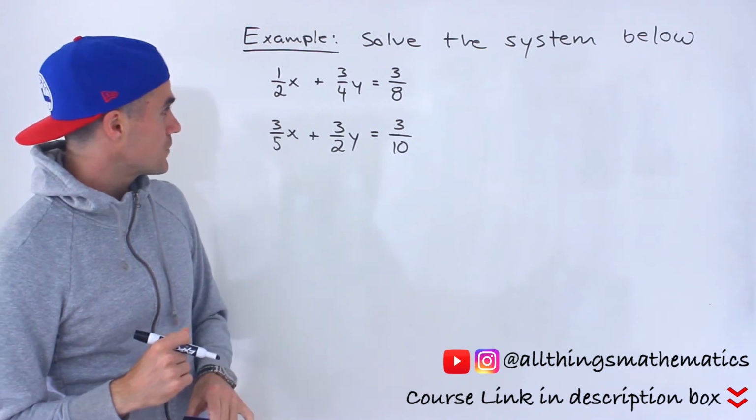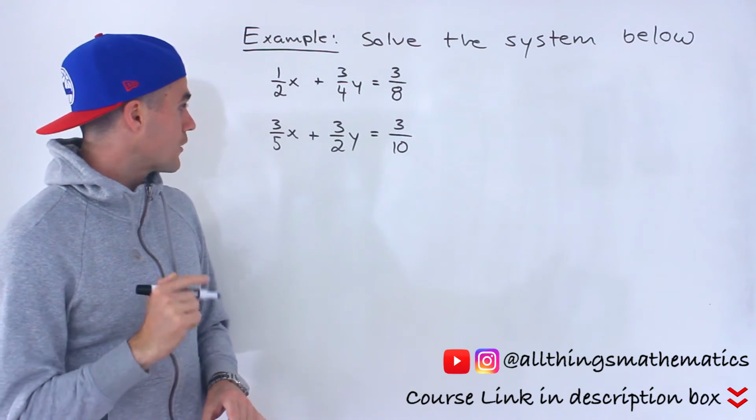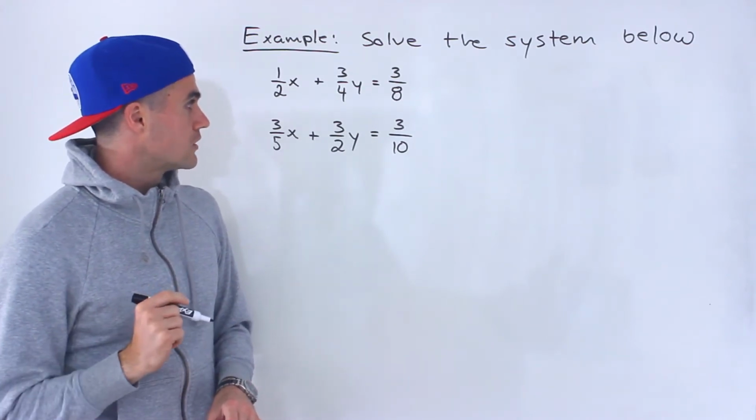In this video what we've got to do is solve this system of equations over here. We've got 1 over 2x plus 3 over 4y is equal to 3 over 8, and then we've got 3 over 5x plus 3 over 2y is equal to 3 over 10.